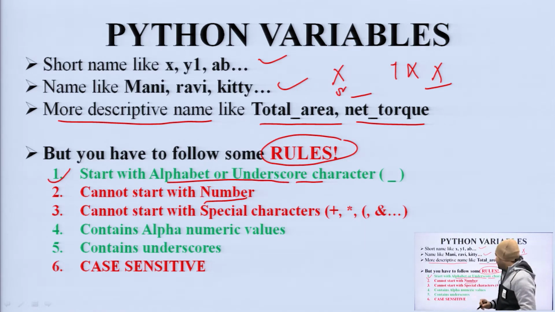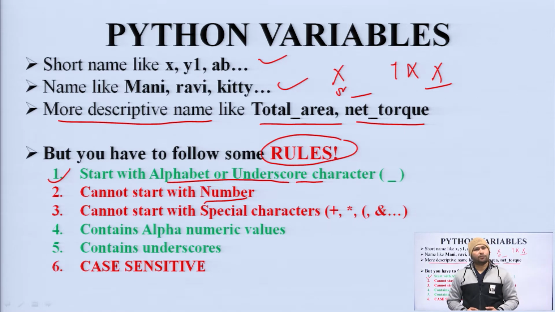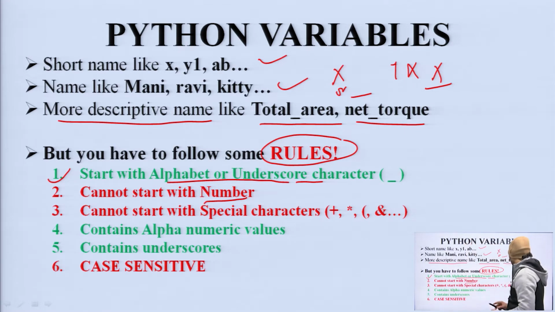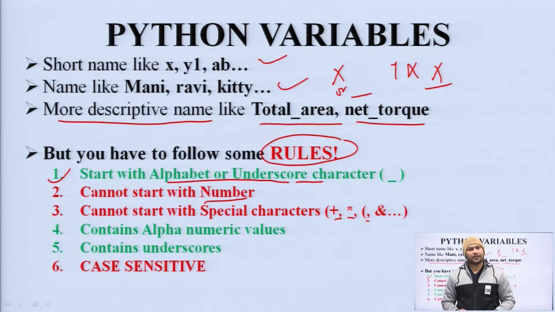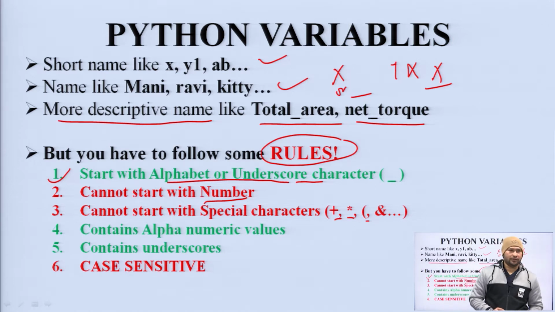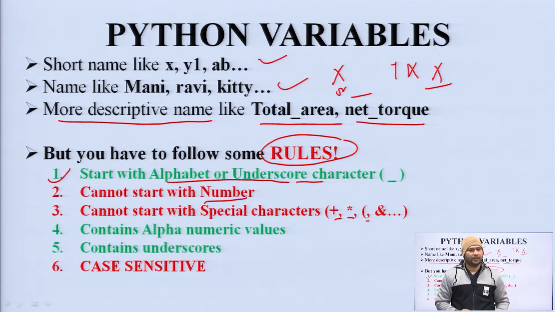The next rule is that special characters are not allowed. By special characters, we generally mean characters other than alphabets and numbers, just like most symbols you can see, like plus, multiply, brackets and so on. These are considered special characters, and special characters must not be included in the variable name.